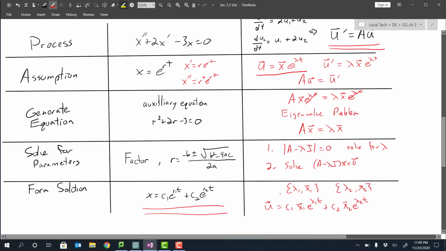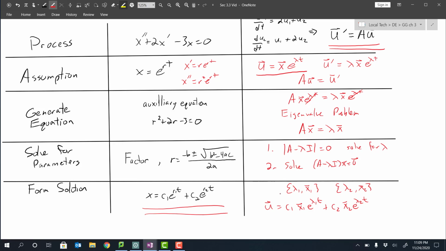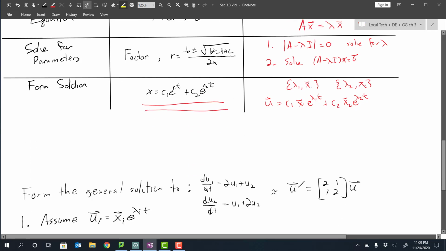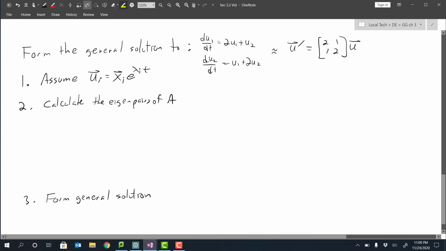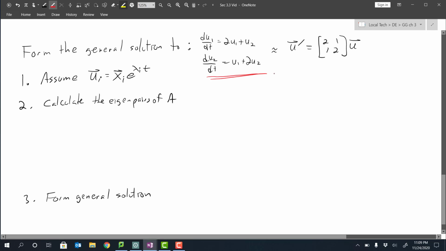So now we have the general steps. We basically need to find the eigenvalues and eigenvectors of the matrix A, and then we can use those to form our general solution. Now let's see this in actual practice. So here's my system of first order linear differential equations. And I've already rewritten it in matrix vector form. And so I make my initial assumption that a solution looks like some vector e to the lambda t. And now I have to calculate my eigenpairs.